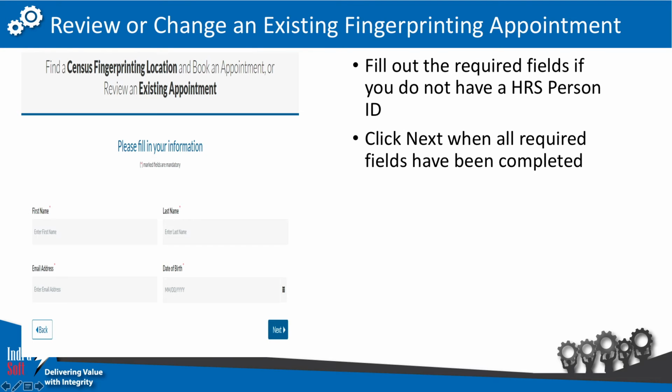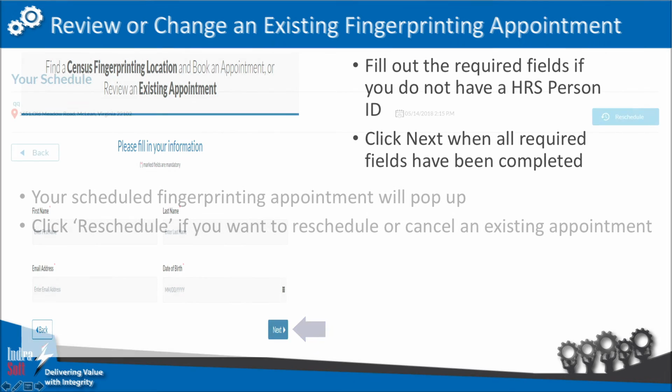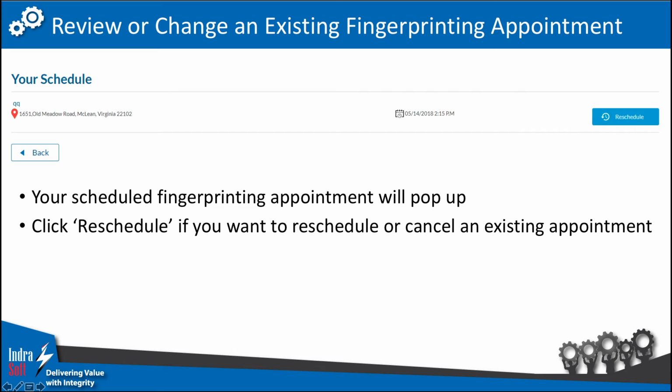This will then prompt them to the screen displayed here to the left, requesting the selectee to provide the selectee's first name, last name, date of birth, and email address. Once completed, they will simply click Next. This screen displays the selectee's current schedule with an option to reschedule.